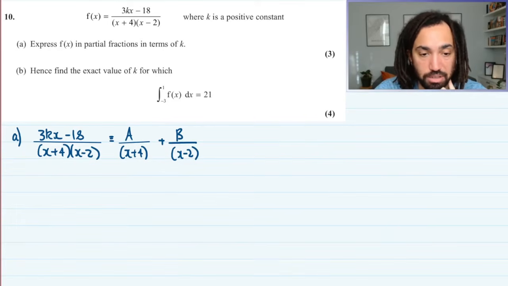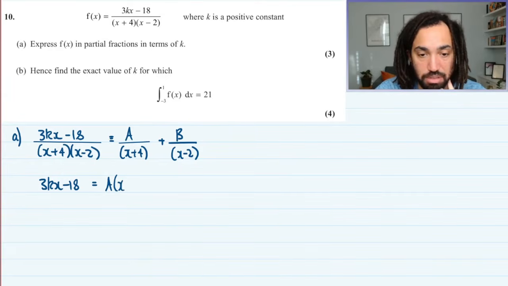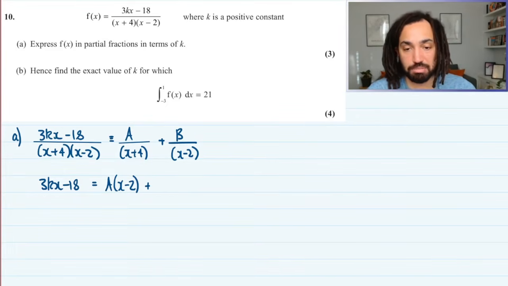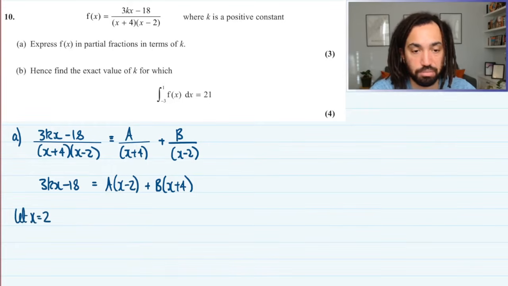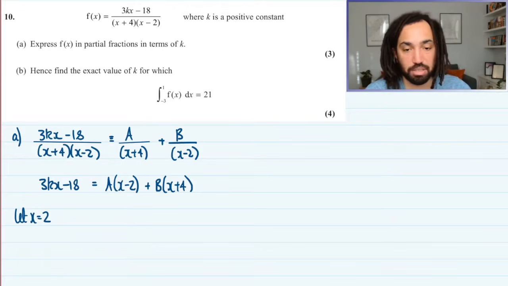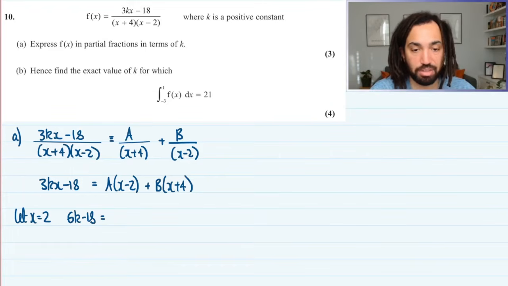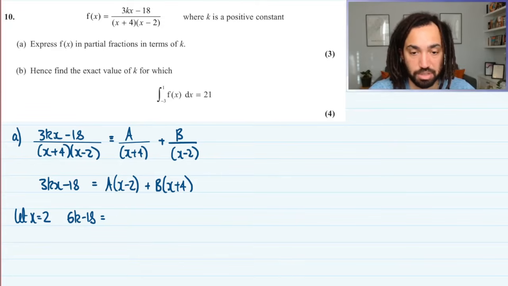We can multiply through by that denominator to get 3kx minus 18 is equal to, the x plus 4s will cancel out, so we'll just have to multiply the a by x minus 2. And here the x minus 2s will cancel out, so we'll just multiply the b by x plus 4. Okay, we can then let x equal 2, because it will solve the bracket of x minus 2. And when x is 2, we'll get 6k minus 18. The bracket multiplied by a will go to 0, so therefore we don't need to write that. And then when x is 2, we'll get 2 plus 4 is 6, so 6b.